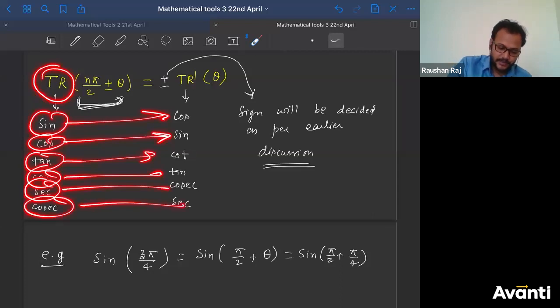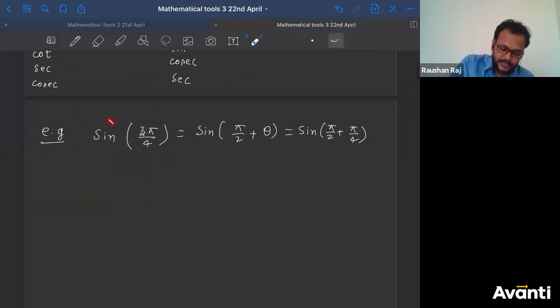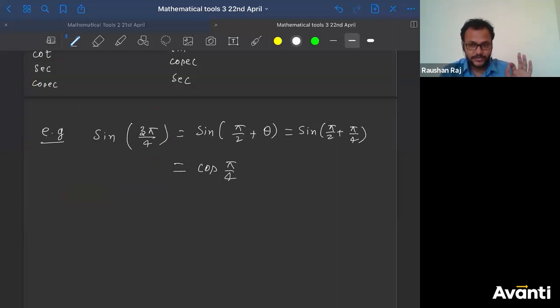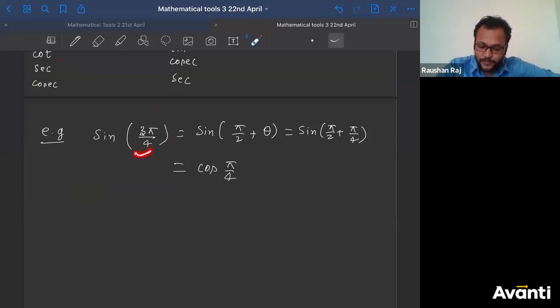ठीक है? क्या है ये बच्चा? This is nothing but sine. तो इधर क्या लिखने का? Cos. What is the acute angle? Pi by 4. तो लिख देने का pi by 4. Now what about the sign? So in which quadrant is this angle lying? So this angle is nothing but indirectly pi by 2 plus pi by 4. So this is pi by 2 plus pi by 4.